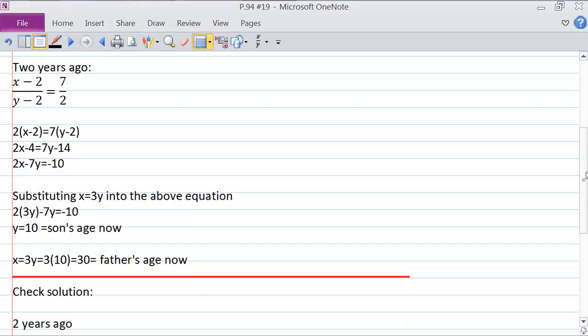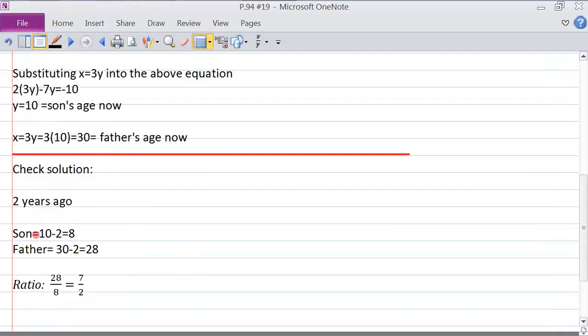Now, to check the solution, as far as the age now, the ratio is 3:1, which is what you'd expect. Now let's see the son's age. If the son's age now is 10, 2 years ago he was 8. If the father's age now is 30, 2 years ago he was 28. So we take the ratio of the father's age to the son's age, 28 over 8. 4 goes into 28, 7. 4 goes into 8, 2. So the ratio is 7/2.